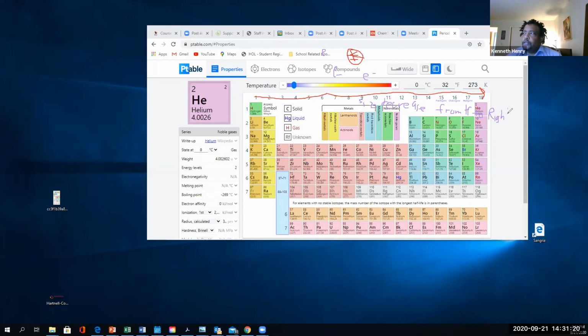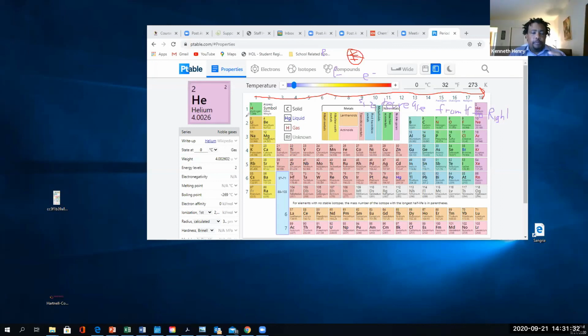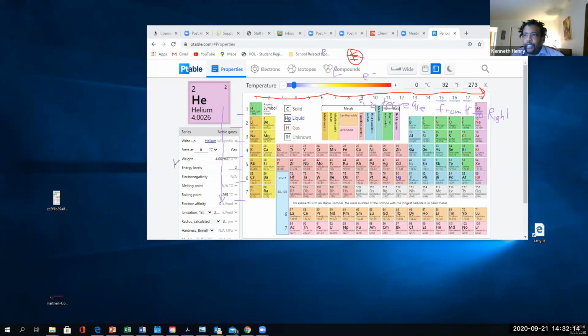Have you guys ever seen the Russian dolls? You know, the little dolls where they put another little doll and then another little doll. That's kind of like the periods. The periods are just putting electrons outside of electrons, outside of electrons. So it's the Russian doll theory. The 1s is smaller than the 2s, is smaller than the 3s, is smaller than the 4s, the 5s, the 6s, the 7s. So as we go down, size is going to increase.